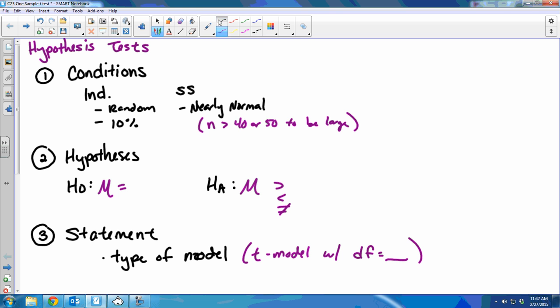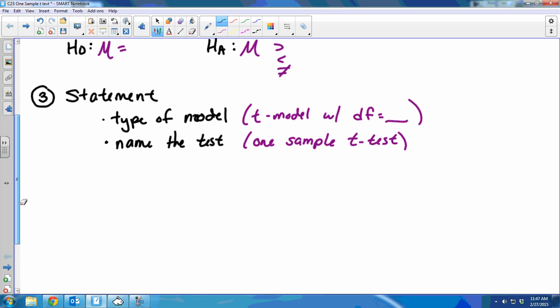And you should also do what in your statement? Right, name the test or the interval. In this case, we're naming the test. If we were doing proportions with one proportion, we'd have a one proportion z test. So this would be a one sample t test. So far, so good?